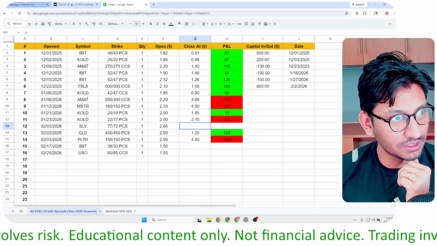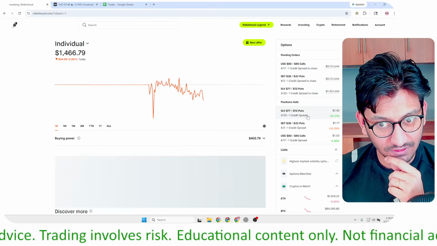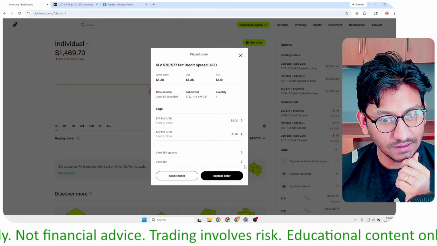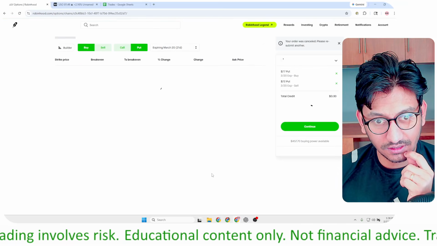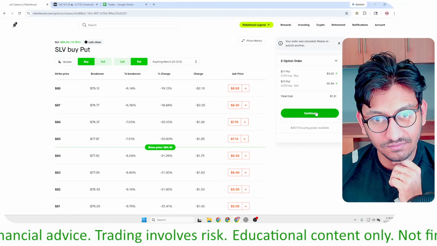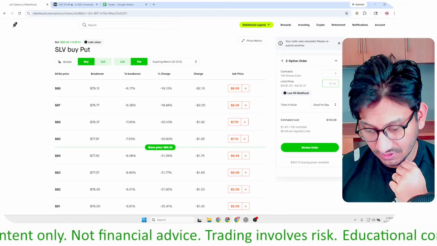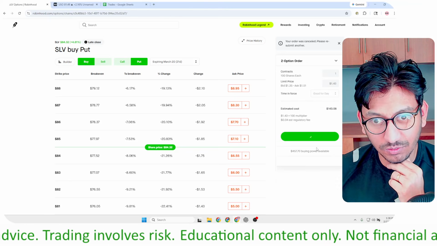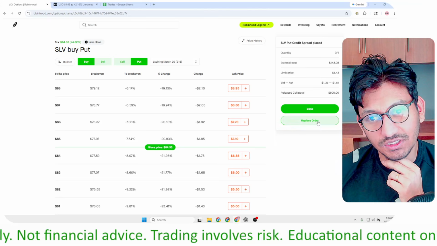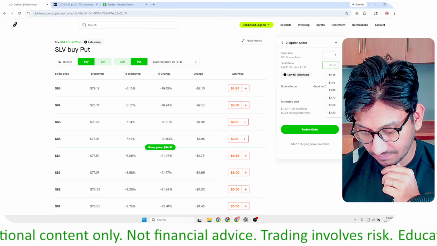What else? I need to get out of silver. Okay, silver, it's doing okay. Let's see if I can get out of silver. $1.43, that's the mid price. Let's see if we can get filled at mid price. If not, just do 1.45 or something.